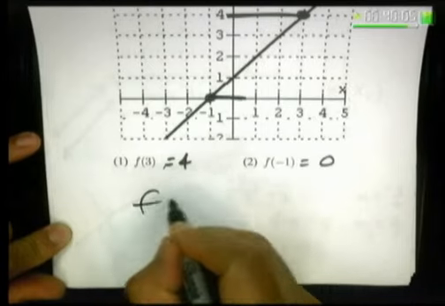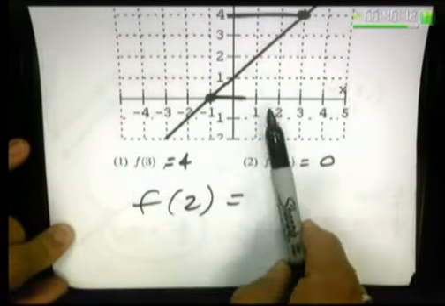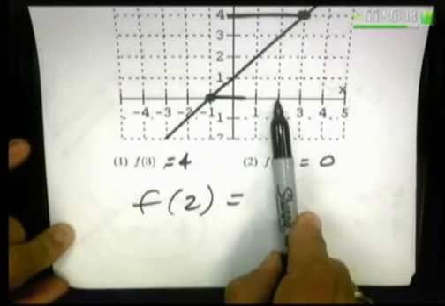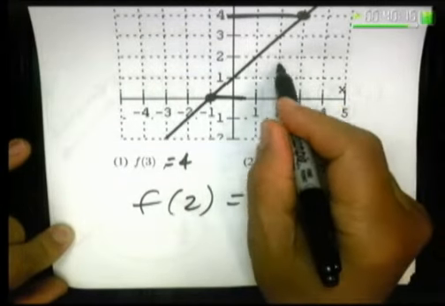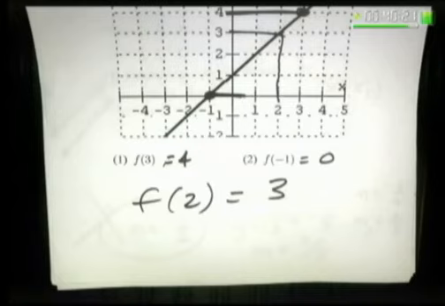If I wanted to know f of 2, what's the value of f of 2? Find the x value, which is 2. The y value is 3. We're done with that. Okay?